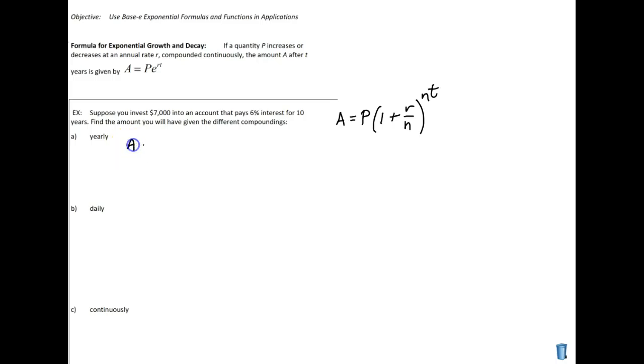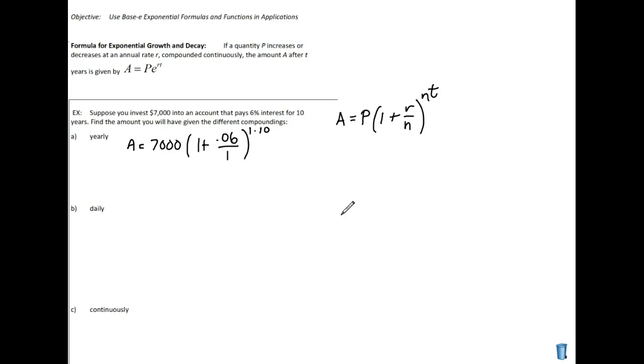So we want to find our A value when we invest $7,000, and our 1 plus our interest rate is 6%, so remember we write that as 0.06 over n. n is once per year, and then to the n times t power, so 1 times 10. So I'm going to put this into my calculator here, and we're going to figure this out.